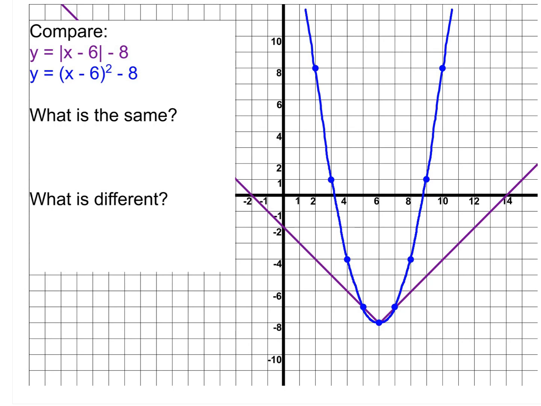The vertex is the same. Yeah, excellent. And that's a super important one. The vertex being the same means we don't have to learn a new way to get the vertex. I like it when something transfers over directly. All right, what else is the same?